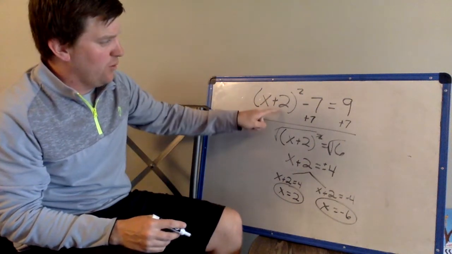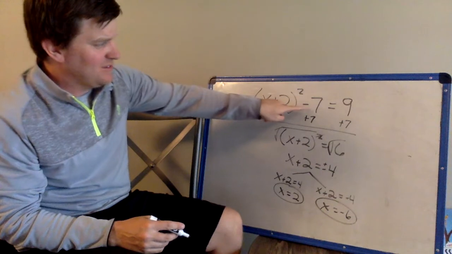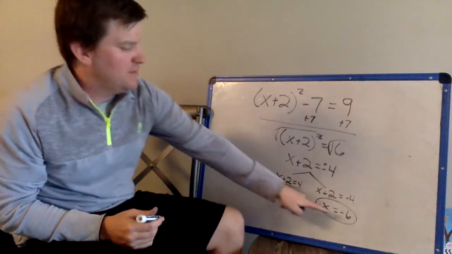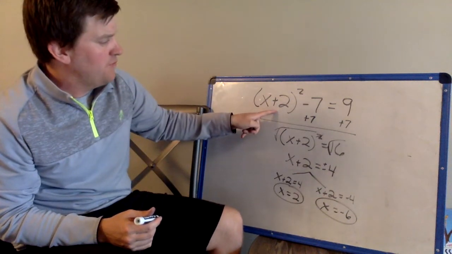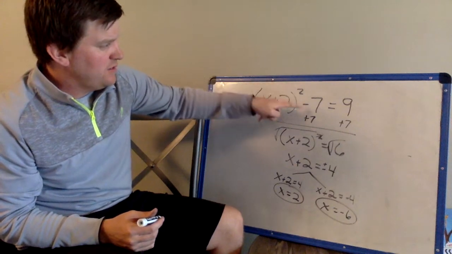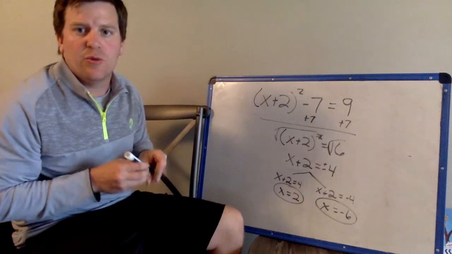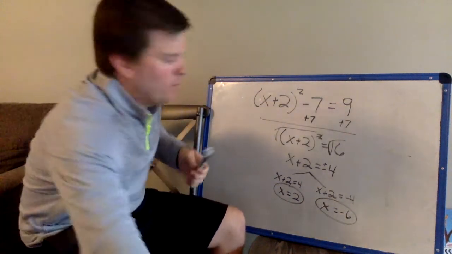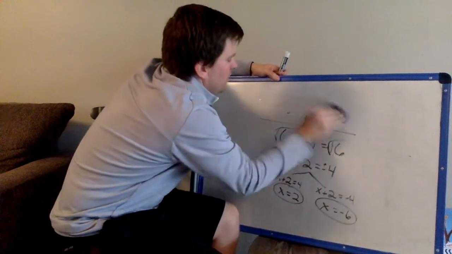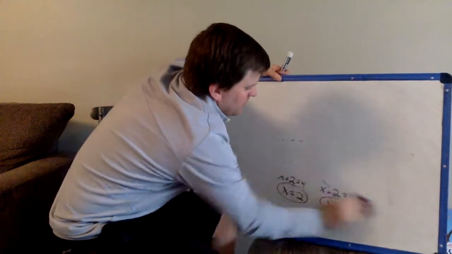2 plus 2 is 4. 4 squared is 16. 16 minus 7 is 9. And this one, negative 6 plus 2 is negative 4. Negative 4 squared is 16. Minus 7 is 9. They both work. Okay, one more. All right, last one here.